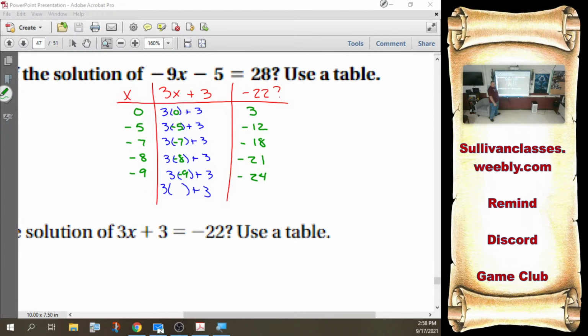Too far. So, since my answer appears to be somewhere in here, is it closer to negative 8 or negative 9? Okay. So I say approximately negative 8. That's what we mean by estimate your solution.